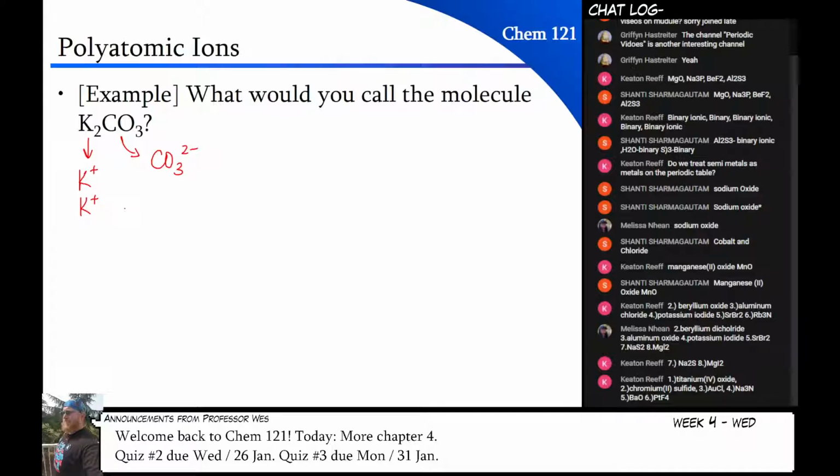But now it's just a matter of naming. So this would be potassium, and this would be carbonate. And so the name of this would be potassium carbonate. So you just take the name of the polyatomic ion and drop it right in there. You don't have to modify it. You don't put "ide" at the end unless it already has "ide." You just name it as it is off that table.